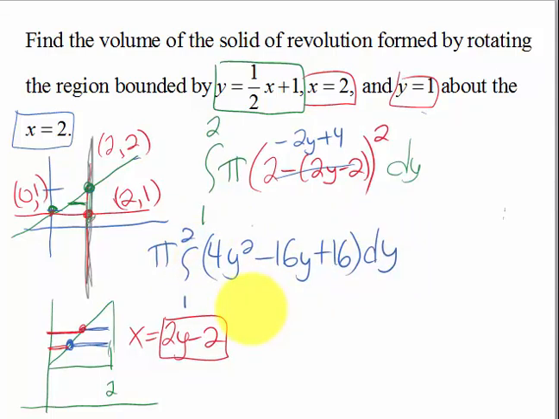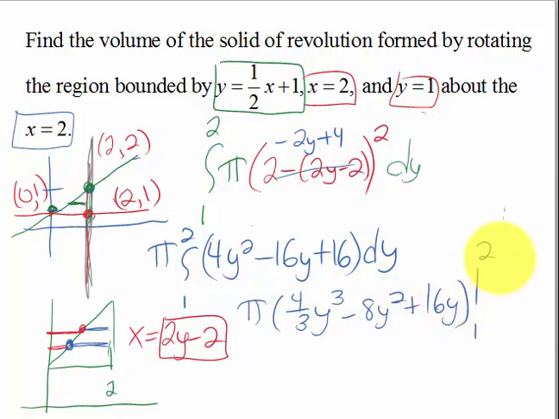So now we're ready to integrate. So we have pi. Integrating here, we have 4/3 y cubed minus 8y squared plus 16y, and we need to evaluate that from 1 to 2. So that leaves us putting a 2 here. That's going to be 8 times 4 is 32 thirds, minus putting that here as a 4 times 8 is 32, putting it here plus 32.